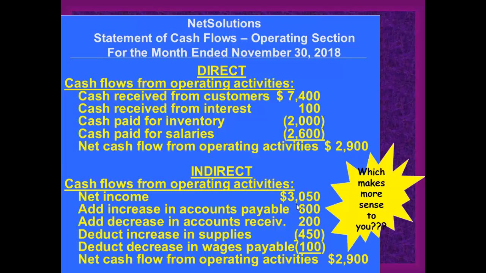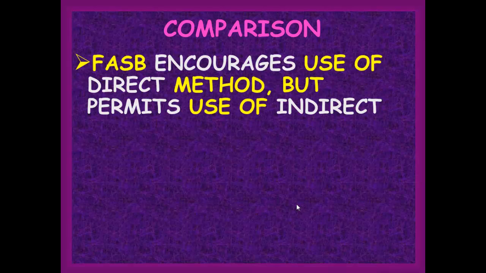You say, well, why in the world is that? There really is a reason for it. FASB. Remember FASB, the Financial Accounting Standards Board? They set the rules for GAAP. How we go about doing accounting. FASB encourages companies to use the direct method, permits them to use the indirect method. But there's a catch. Here's the catch. If you do the direct method, you also have to do the indirect method.